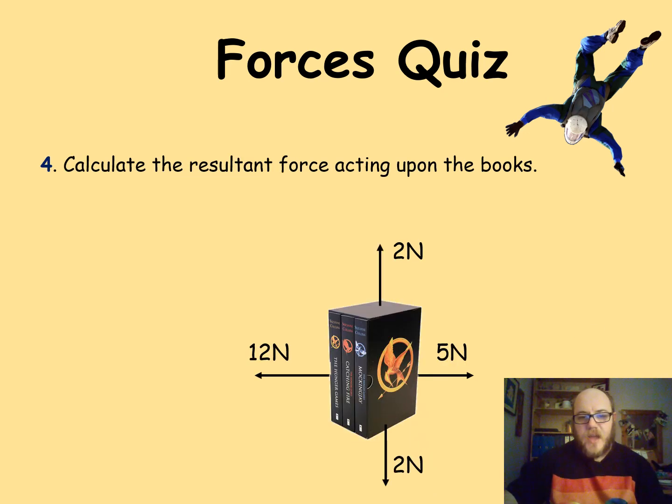Okay, we have the Hunger Games trilogy. What is going to happen here? Calculate the resultant force acting upon these books. Well, in the vertical direction, we have 2 newtons of weight and we have 2 newtons of upthrust. So this is balanced. They're not going to go anywhere in this direction. However, there is a force of 5 newtons pushing them this way. There is a force of 12 newtons pushing them this way. The resultant force, therefore, is going to be 7 newtons in this direction.